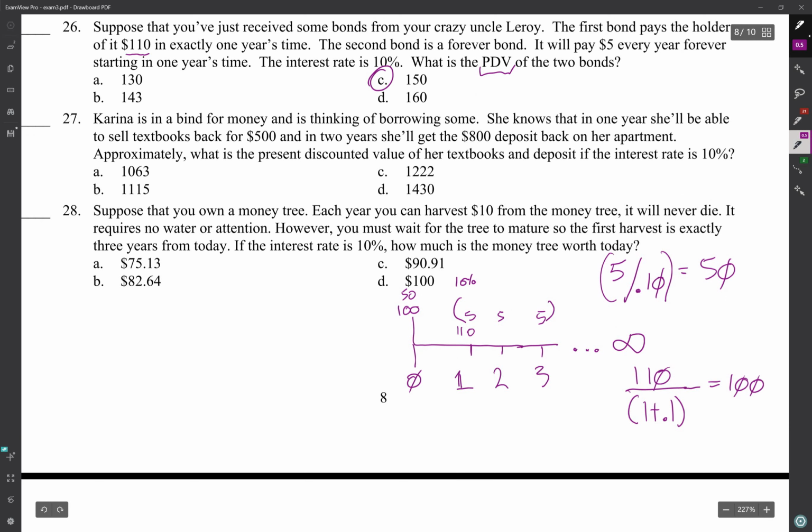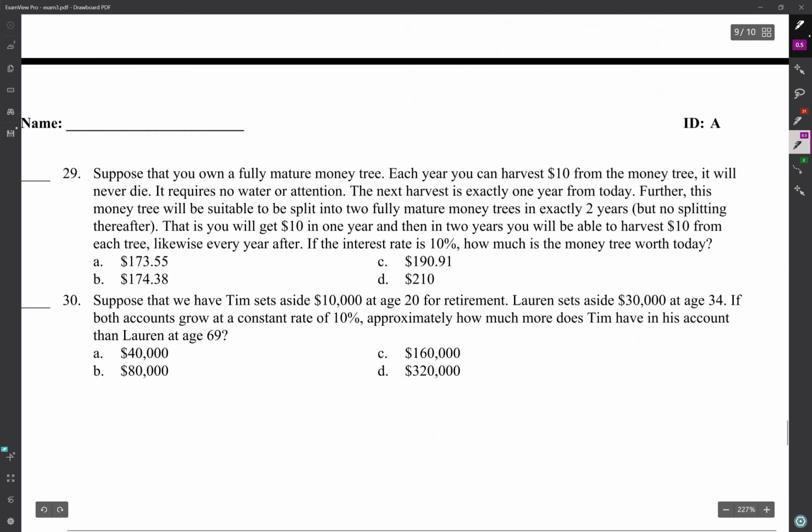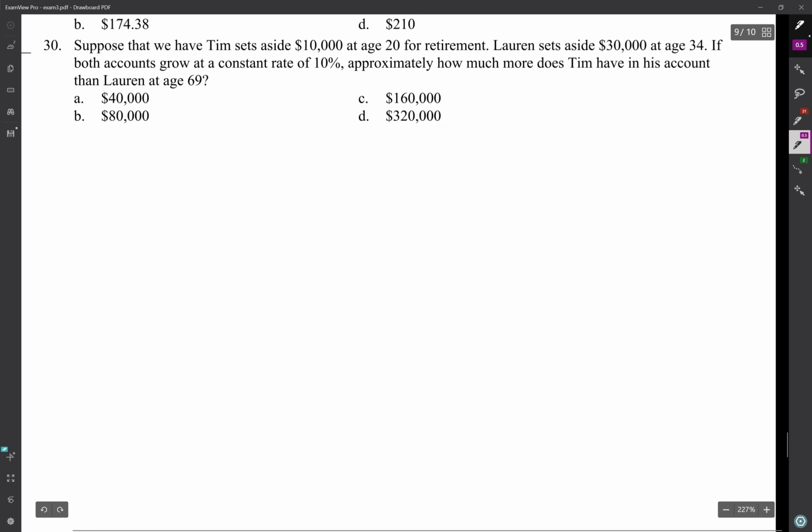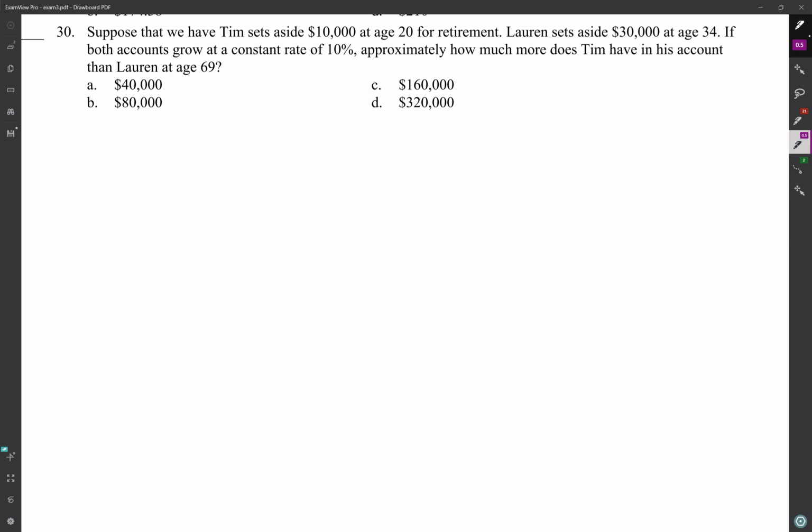If we see the word forever, that means we're going to have a perpetuity. Okay, so let's take a look here and see if we can use the rule of 72 to help us out. Suppose that Tim sets aside $10,000 at age 20 for retirement. Lauren sets aside $30,000 at age 34. If both accounts grow at a constant rate of 10%, how much more does Tim have in his account than Lauren at age 69?